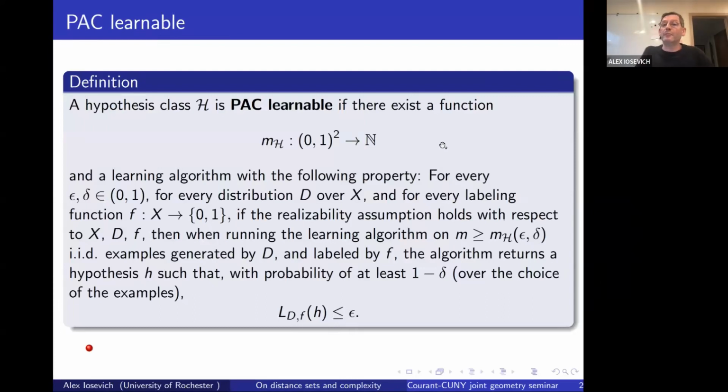So probably approximately correct means you can find the classifier which is correct with probability 1 minus delta and error less than epsilon. And obviously any quantitative estimate blows up as epsilon and delta tend to 0.